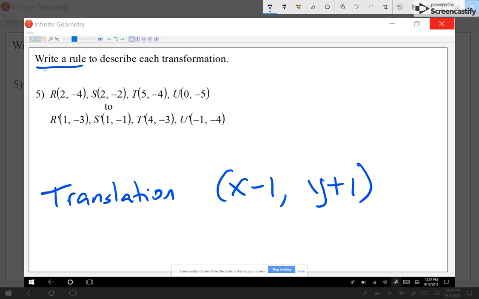Every time I say write a rule, you have to start with what transformation it is. We only know translation, so we do have to write the word translation. And then what am I doing? Don't just write -1. I wrote x minus 1. Don't forget the x there. And so on and so forth.